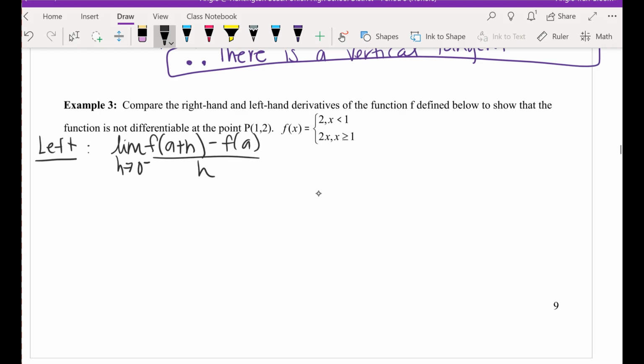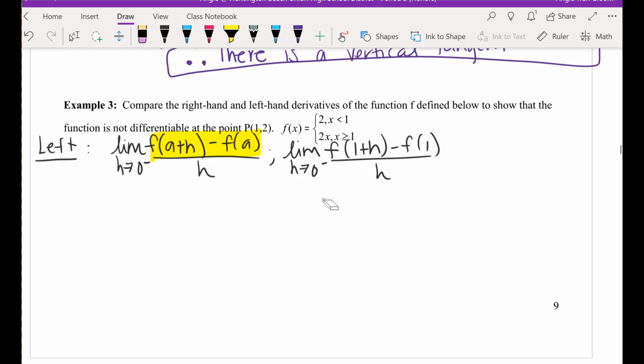All right, what's your a value? 1. Very good. So let's go. Limit as h approaches 0 from the left, f of 1 plus h minus f of 1, again, all over h. Here's the reason why: if you just write this without the limit, is that even a derivative? No. That's like y2 minus y1, right? So that's not the definition. So write it at least once.